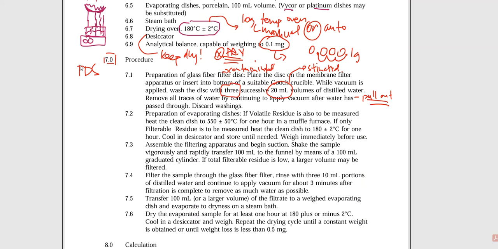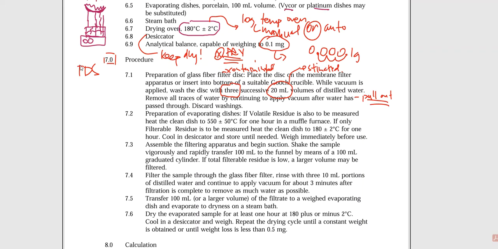That is the purpose of keeping the vacuum applied at the end of this filtration step. All right. 7.2 says preparation of the evaporating dishes. If volatile residue is also to be measured, clean the dish to 550 degrees plus or minus 50 degrees Celsius for 1 hour in a muffle furnace.